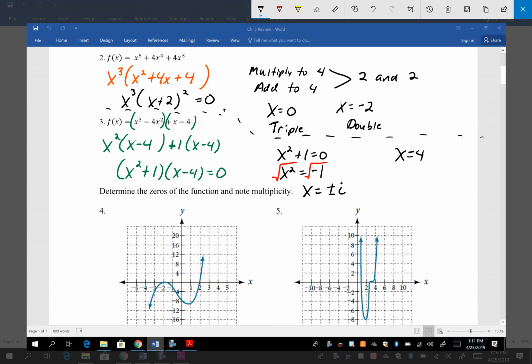Wait, so is that why the first x equals 0 and the other two is triple? Yes, because it came from x cubed. If it had just come from x, it would still be x equals 0, but it'd be single.